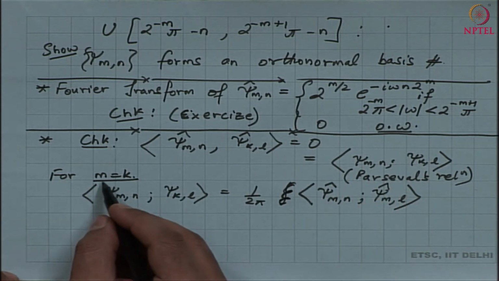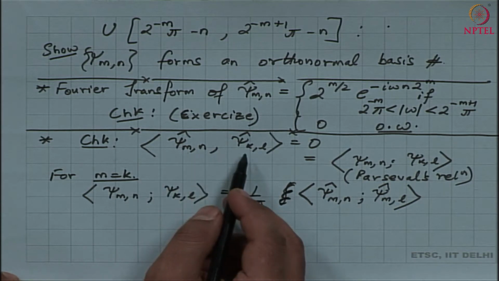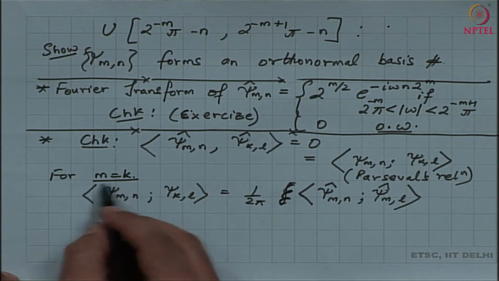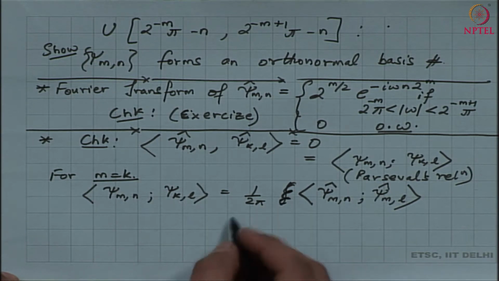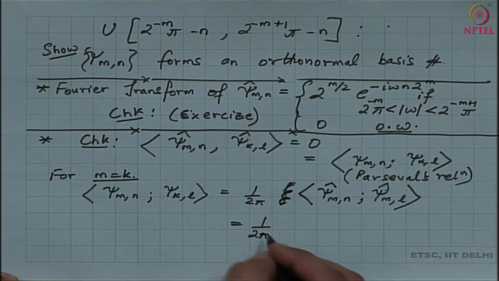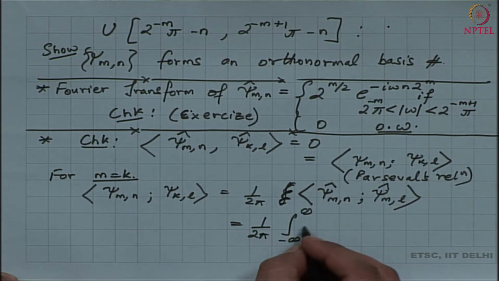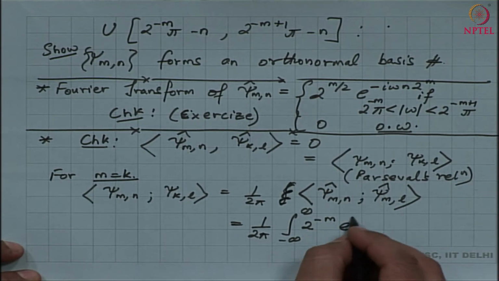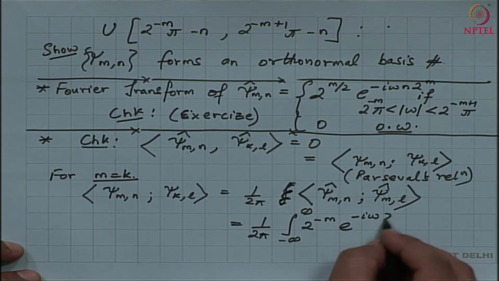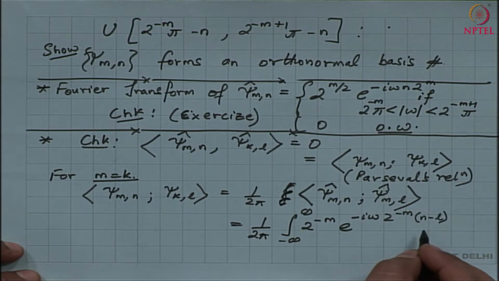So, this is for m not equal to k, and for m equal to k, this inner product will be 1. So, let us look at m equal to k. Again, using my Parseval's relation, I see that this is also equal to the following inner product. Let us use the relation for the inner product as the integral from negative infinity to infinity of 2 to the power negative m times e to the power negative i omega 2 to the power negative m times (n minus l).